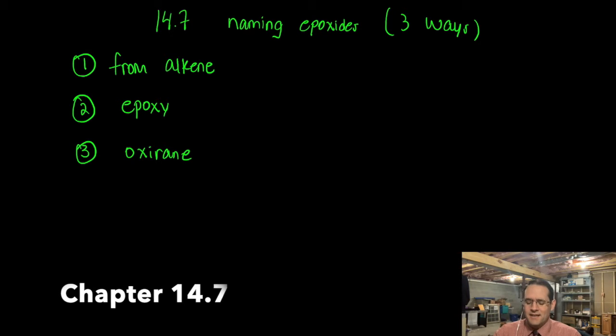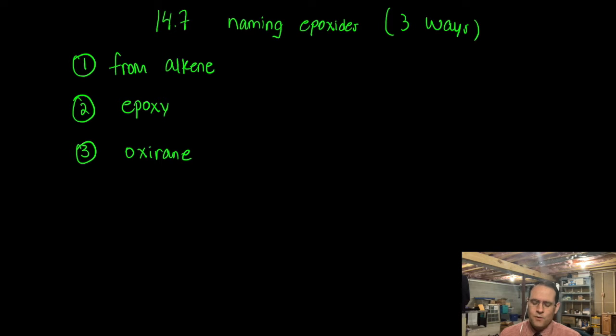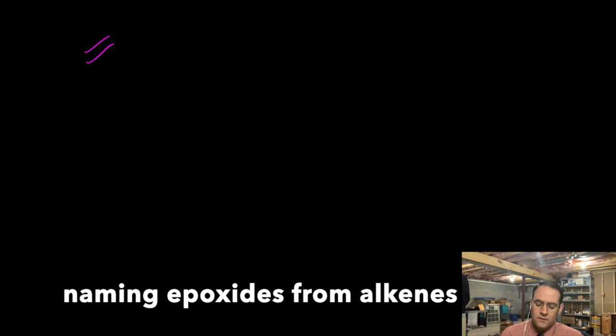Okay, naming epoxides is not a huge part of this chapter. It's only one page in the textbook. And it's very complicated because there's three different ways that you can name an epoxide, okay? The first way is to name it from an alkene. The second way is to name it as an epoxy compound. And the third way is to name it as an oxirane. So let's go through these various methods.